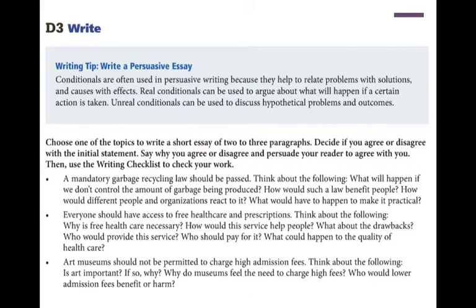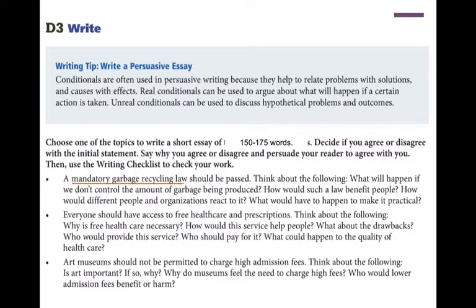In exercise D3, you may be asked to write an essay, composition, or a short paragraph of 150 to 175 words. You may choose one of these topics. Decide if you agree or disagree with the initial statement. You can say why you disagree or agree, and then persuade your reader to agree with you. Of course, you want to use the writing checklist to check your work. So here are a few topics to think about.